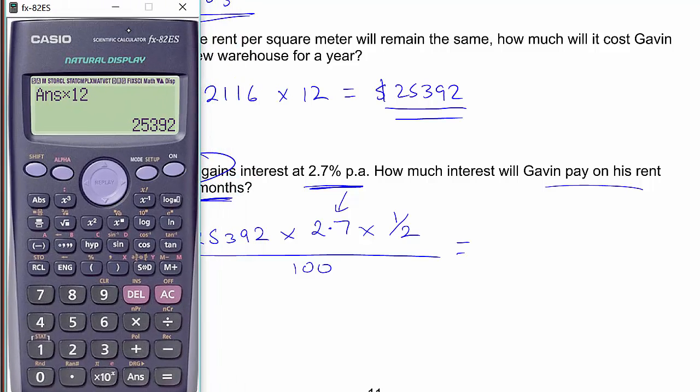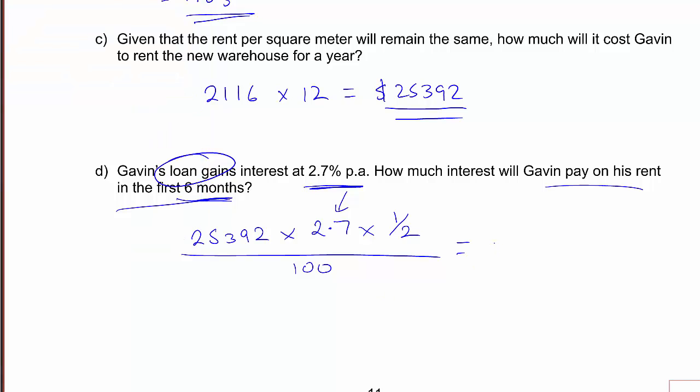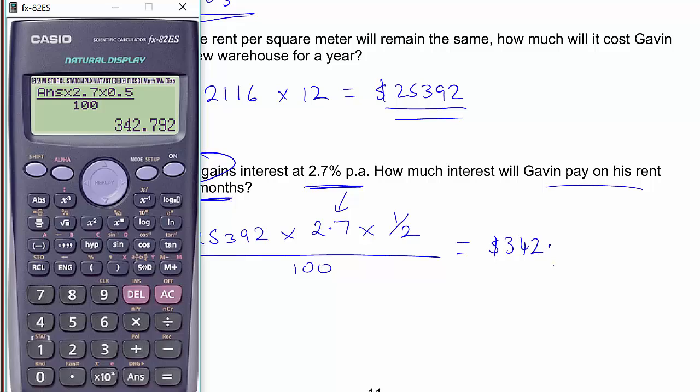And so we have got the last answer times 2.7 times 0.5 divided by 100, and that gives me $342.79.